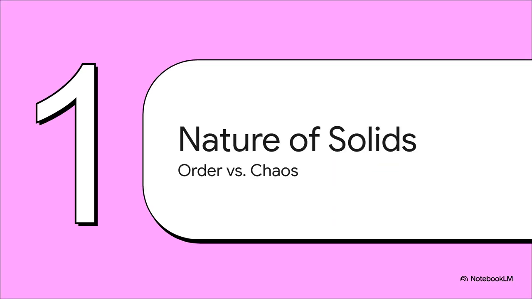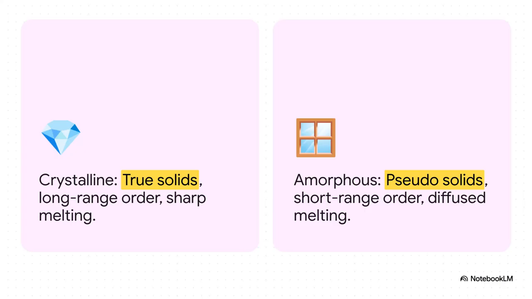Section 1. The nature of solids. Order versus chaos. Looking at the big picture, solids generally fall into two main buckets. On one side, you've got crystalline solids. These are your true solids. They have perfectly repeating, long-range geometric order. And because their bonds are completely uniform, they break at a very sharp, specific melting point. They're also anisotropic, meaning their physical properties actually change depending on the direction you measure them.